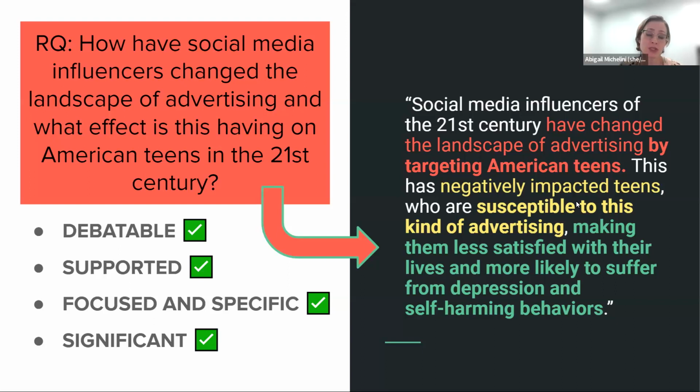Okay, so some would say, oh, this isn't like a huge overall negative impact. You could argue something else. It's able to be supported because I'm being specific here. Okay, so these kind of go hand in hand here. I'm saying they're susceptible. All right, it's making them less satisfied with their lives, more likely to suffer from depression and self-harming behaviors. So really specific things that I'm able to support here.